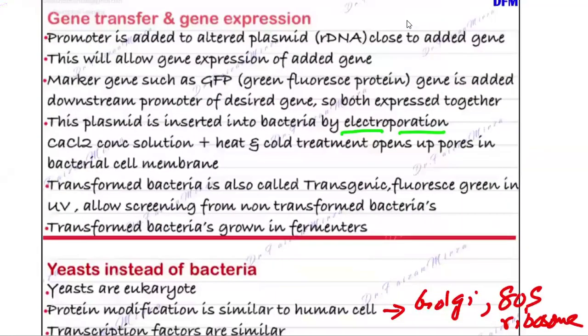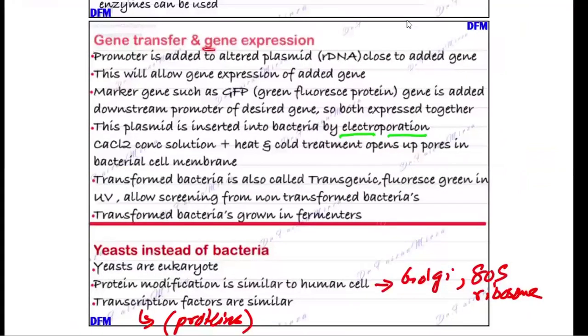Once this has been done, we know the gene transfer has occurred. We'll allow the gene to be expressed. The recombinant DNA has been placed inside the bacteria. The green fluorescent protein will be added. This will allow this bacteria to fluoresce green.